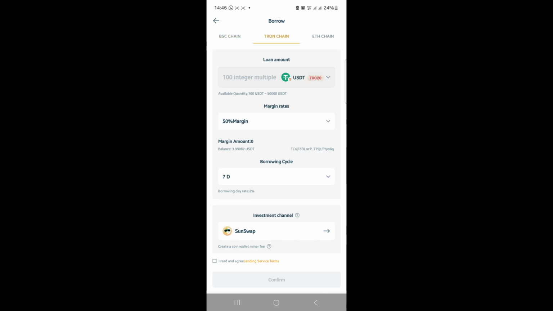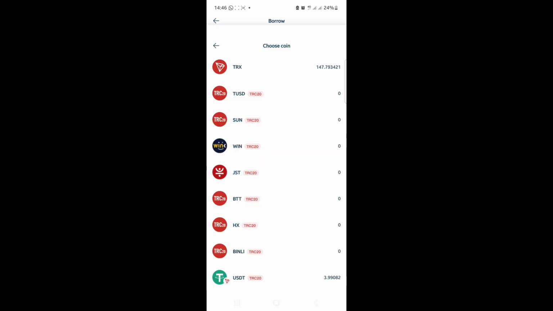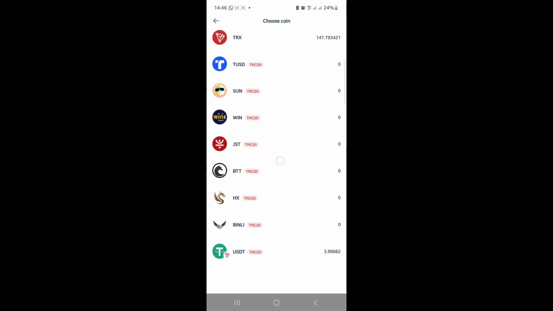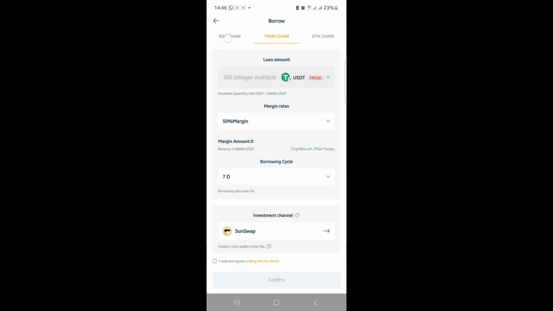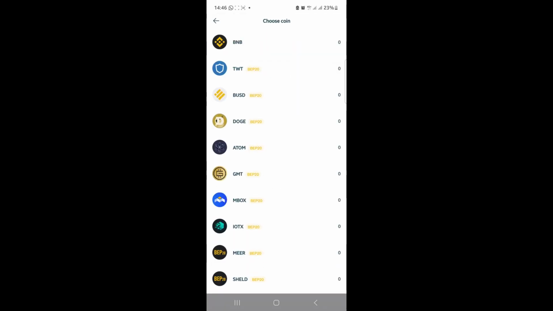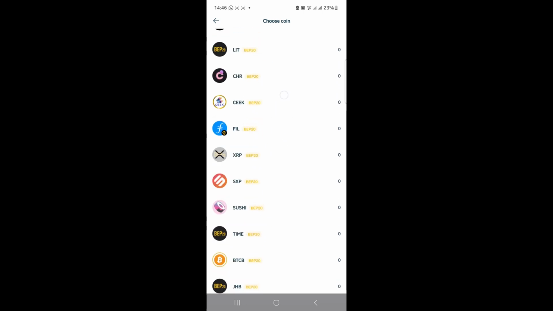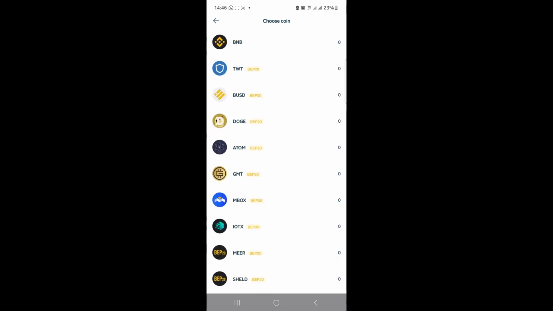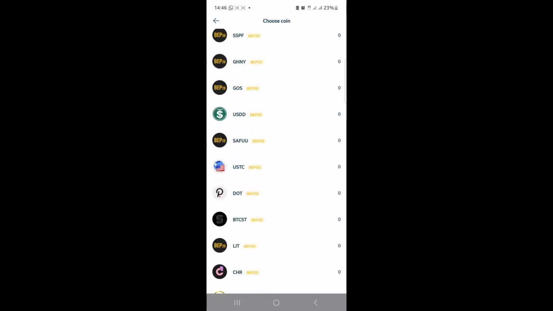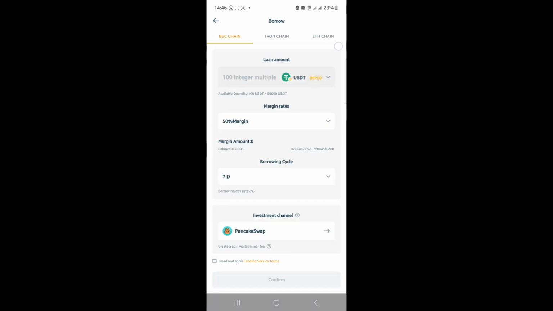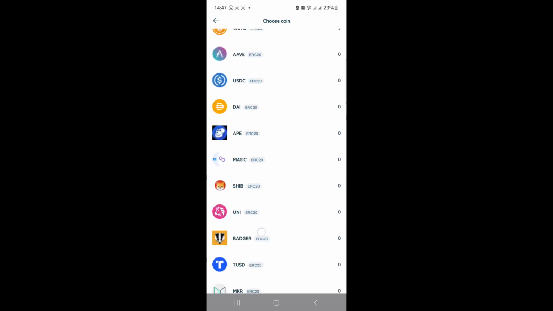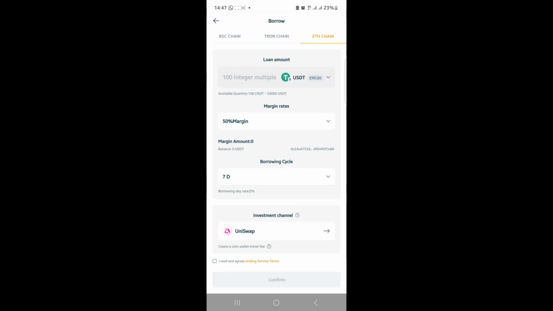If you go to Tron chain, you can see USDT, TRC20. These are the coins that correspond to Tron chain. If you are in Binance Smart Chain and you click that part, you can see all the coins associated with Binance Smart Chain. These coins are the coins that one can borrow. And if you want to borrow with the ERC20 blockchain, that is the Ethereum blockchain, you can see all the tokens that interact with Ethereum. You can use any token among the 3 blockchains to borrow.